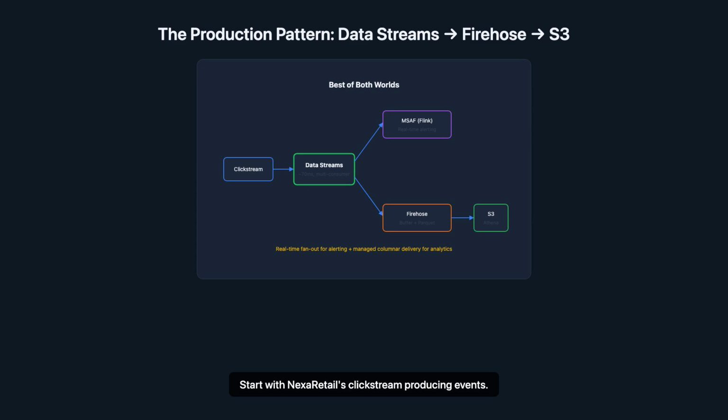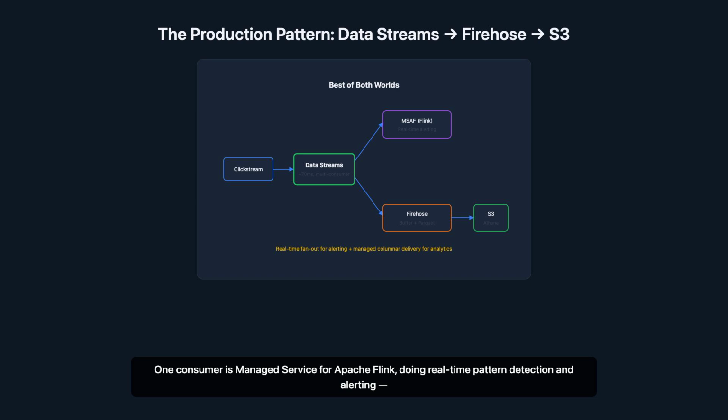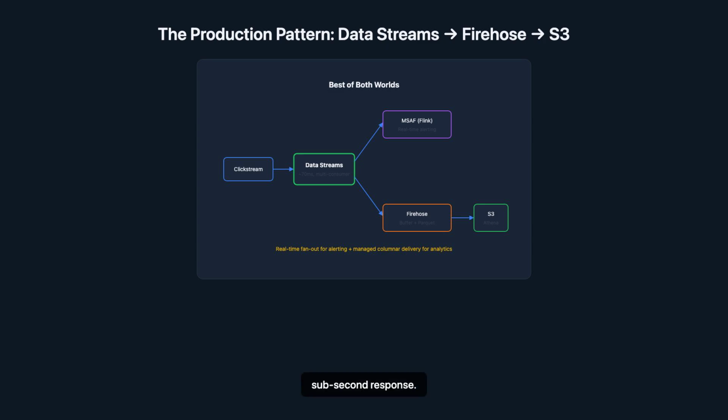Start with IteratorAge's clickstream producing events. Send them into a data stream that gives you millisecond latency and multiple consumers. From there, branch. 1 consumer is Managed Service for Apache Flink, doing real-time pattern detection and alerting with sub-second response. The other consumer is a Firehose delivery stream, which buffers the records, converts them to Parquet, and lands them in S3 for Athena to query.